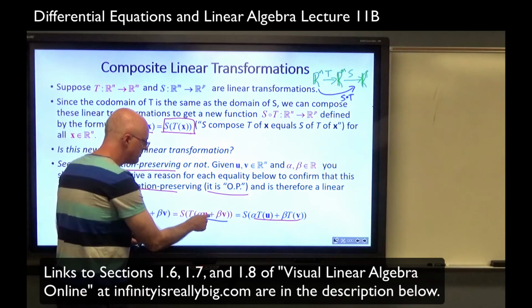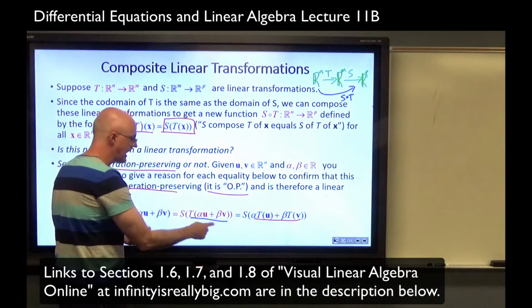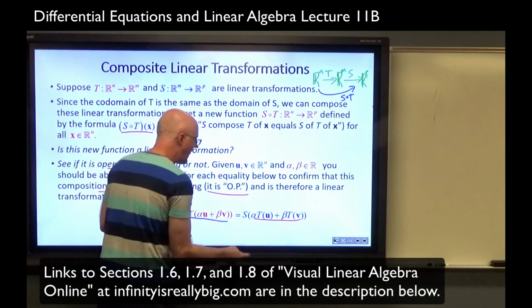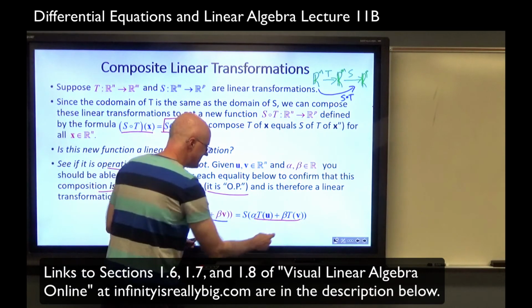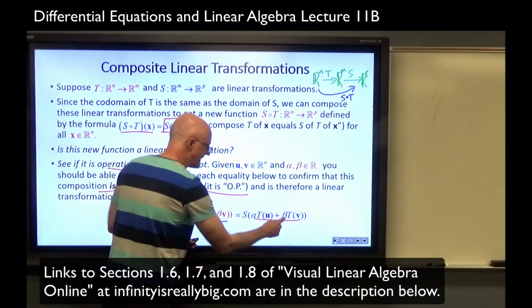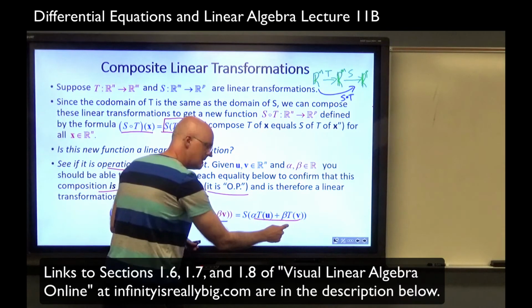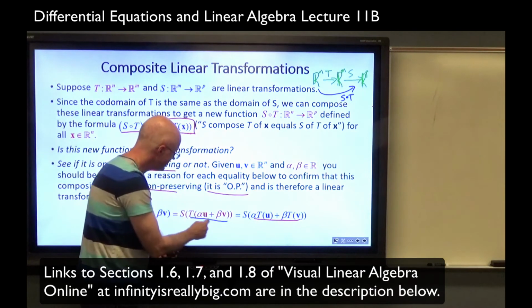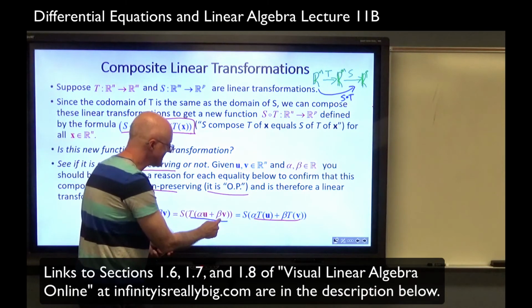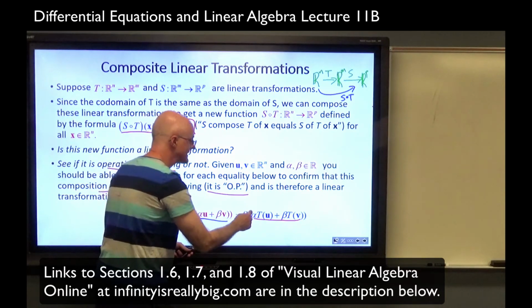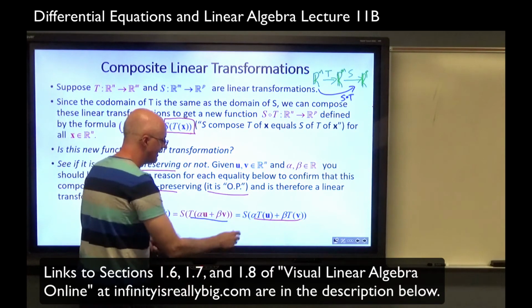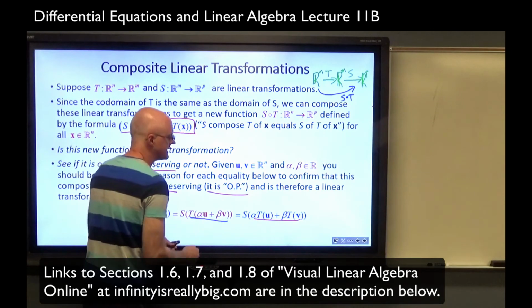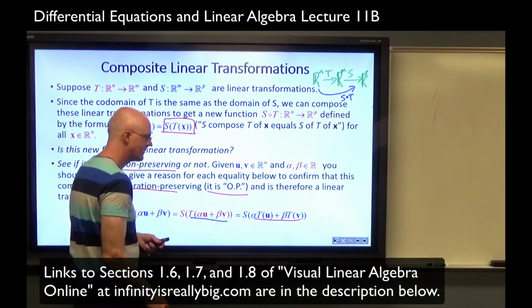T of alpha u plus beta v, T of that linear combination, is the corresponding linear combination of T of u and T of v. It's alpha T of u plus beta T of v. Paying attention to every single word I say? You kind of have to. T of this linear combination is the corresponding linear combination with the same weights alpha and beta of the images of u and v under T, T of u and T of v.